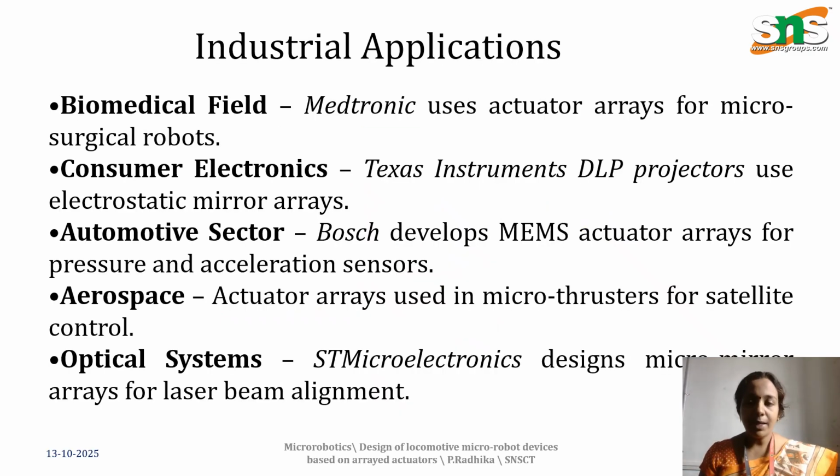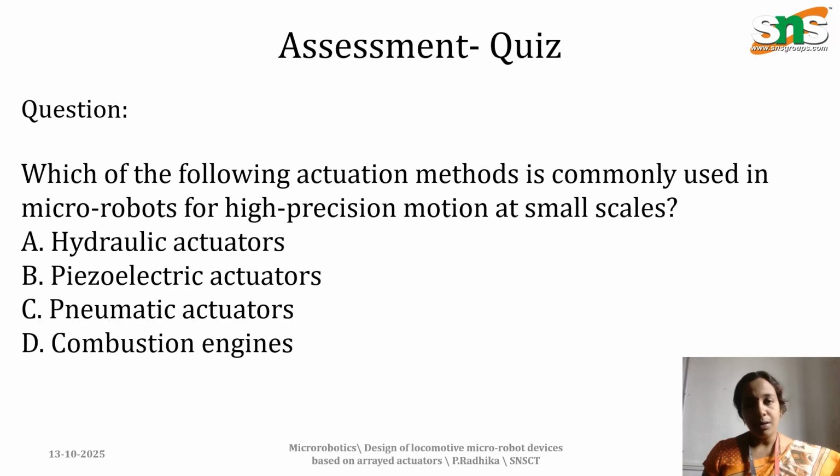Micro robots are mainly used in medical applications, industrial applications, healthcare applications, and optical systems, also in automobile and aerospace systems, and also in electronics projectors. These are the main applications of the micro robot.